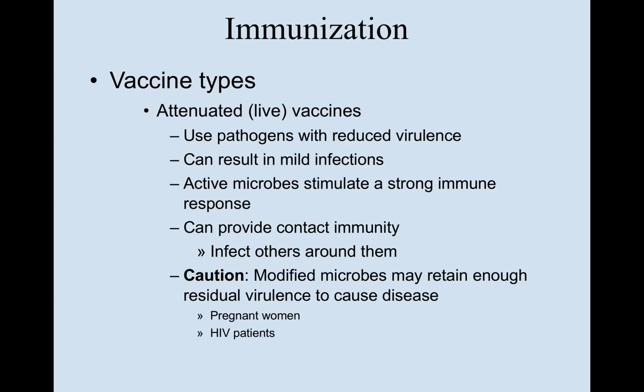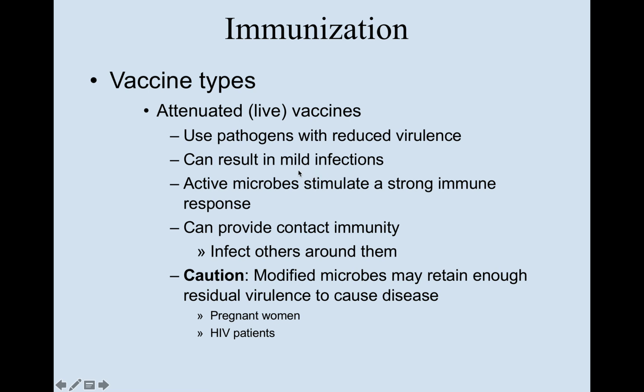There are three main types of vaccines. There's attenuated vaccines, which are live pathogens with reduced virulence. So I like to say they're a tamed down version of the actual virus. And this results in a mild infection. So the measles, mumps, rubella, that's an attenuated vaccine where you get an active, strong immune response because of an actual infection that is occurring.